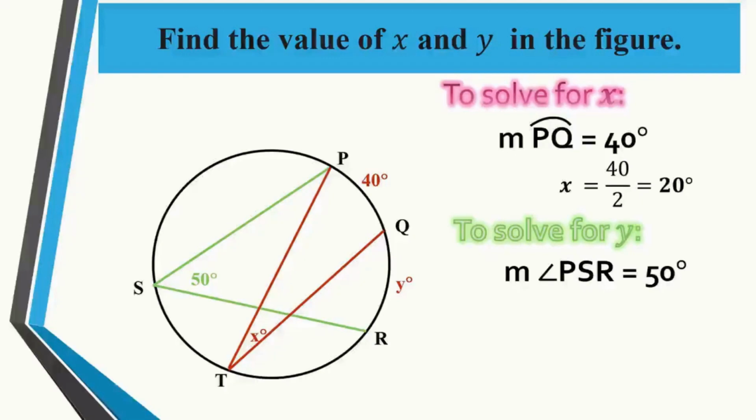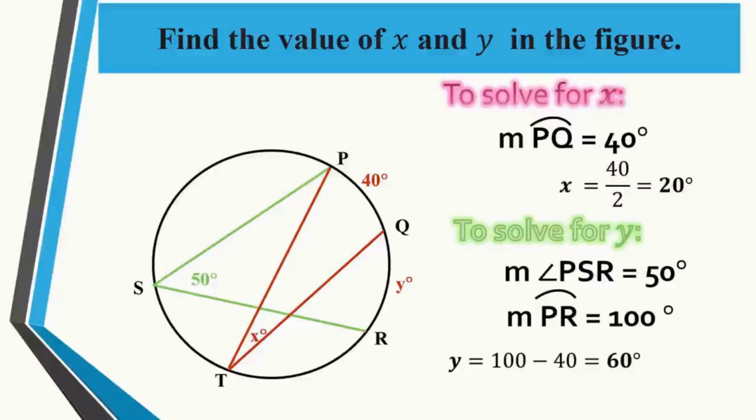Now, given that the measure of angle PSR is 50 degrees, therefore, the measure of arc PR is equal to 100 degrees. Now, since arc PQ is 40 and QR is unknown, which is y, so y is equal to 100 minus 40, and that is 60 degrees.